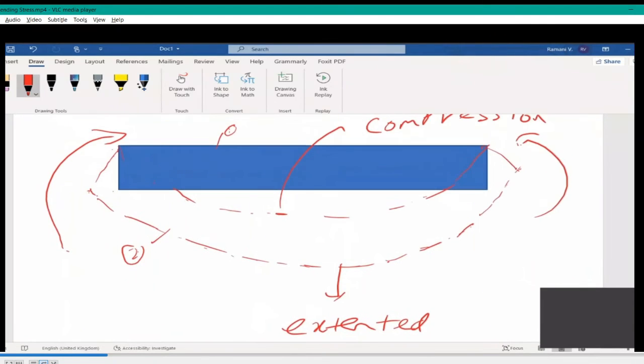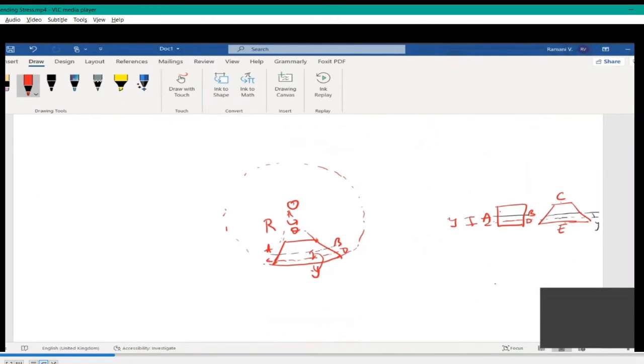I repeat once again, we have taken a beam of length L and applied moments M. Because of the moments, it will have bending like this, and the deformed position is shown here. Once this is deformed, conditions are taken like this. The neutral axis is marked as AB. Choose any one layer at a distance y, below or above, right?